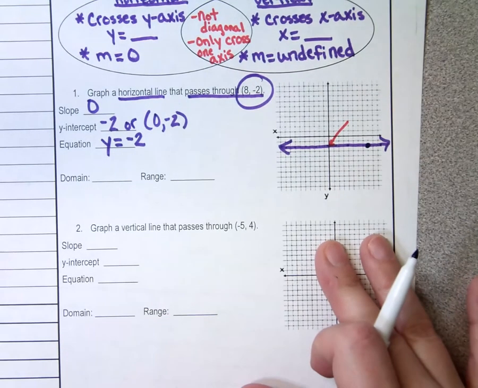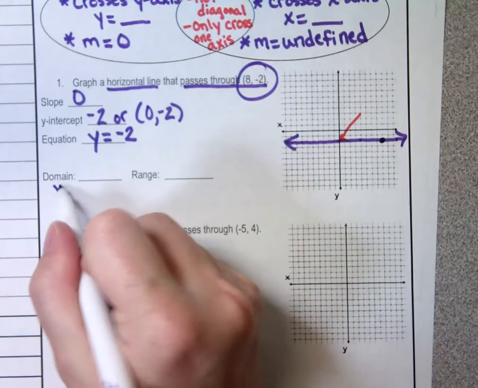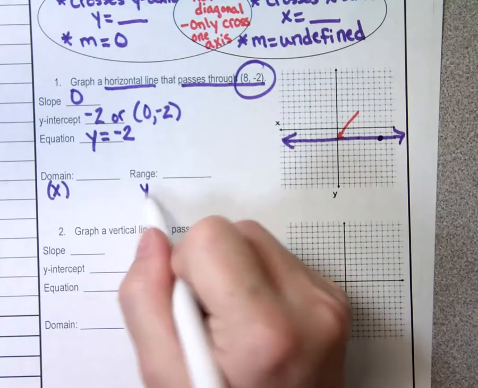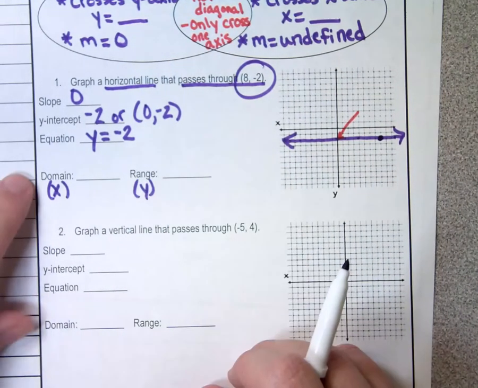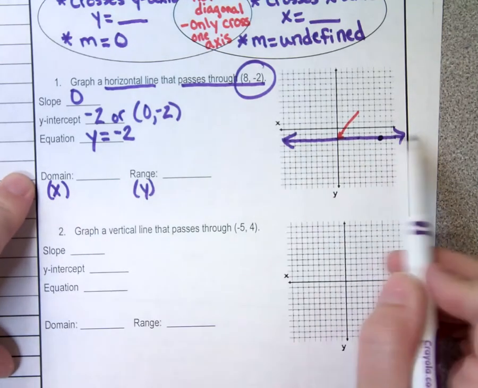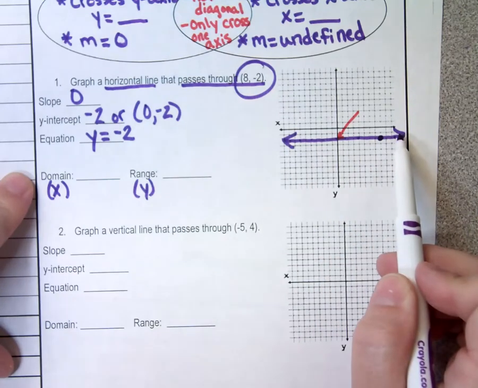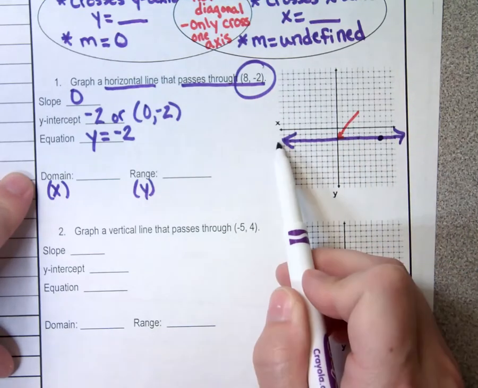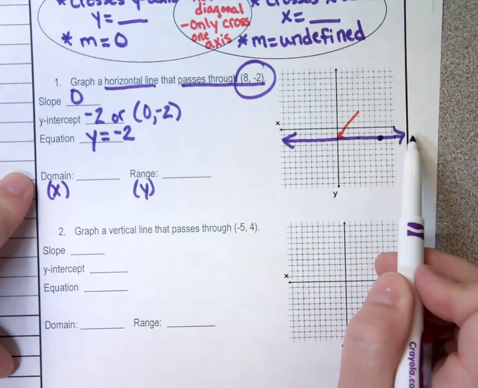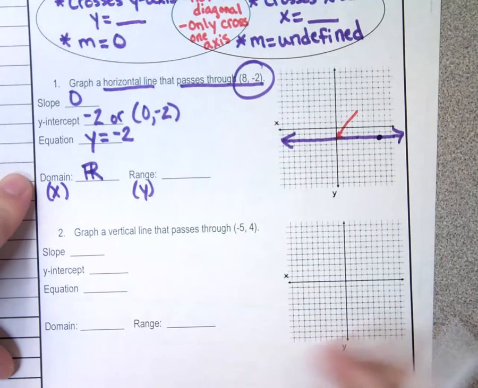Okay, domain. Domain is what is happening with your x's. Range is what is happening with your y's. So the x-axis runs left and right. So when I'm asking about domain, I want to know what's happening left and right. Does this line go forever left, forever right? Yes. If it goes forever left, it hits all the negatives. When it goes forever right, it hits all the positives. So the domain would be all real numbers.